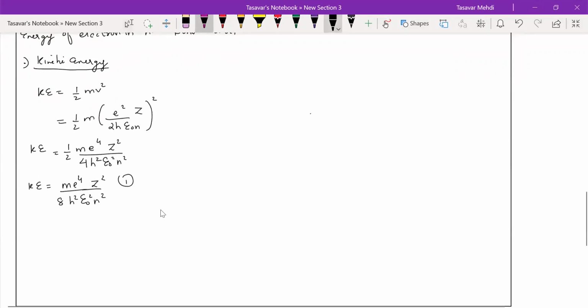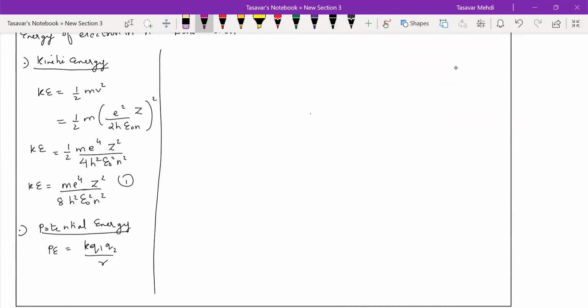Let's talk about potential energy. The formula for potential energy PE is K Q1 Q2 upon R. Now what is this Q1? Q1 is the charge of the nucleus. The potential energy will be K, so the charge of the nucleus can be written as Z into e. How come it is Z into e?